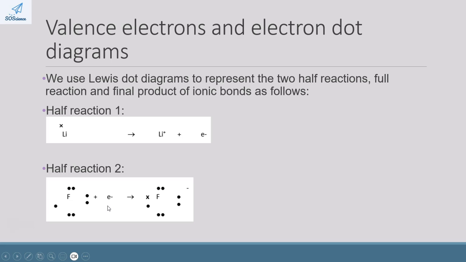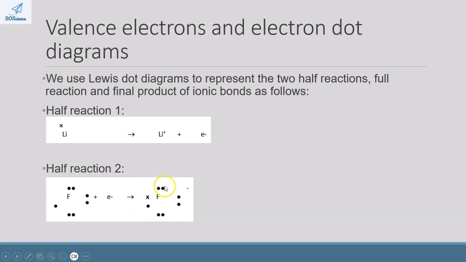So there is never a situation where we have electrons on the reactant side for both half reactions or the electrons on the product side for both half reactions. For the metal, the electron always goes on the product side, and for the non-metal, the electron always goes on the reactant side. So fluorine has 7 valence electrons, and it needs to gain one more electron in order to have a full outer energy level.